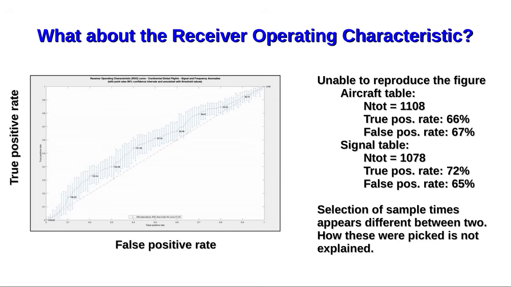It appears that the sample times from which the data were drawn are different for the 2 tables. Without knowing how the sample times were chosen, it is not possible to determine if the ROC curve is reliable or yet another example of cherry picking.